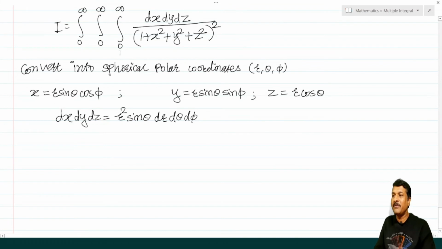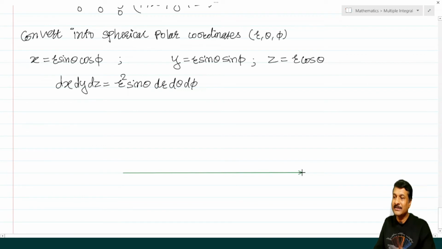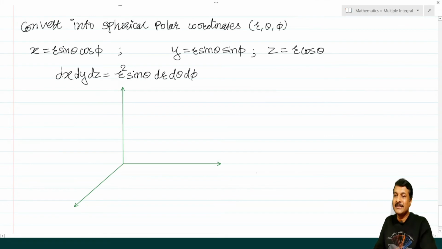So here x varies from 0 to infinity, y varies from 0 to infinity, and z also varies from 0 to infinity. So what type of region is this? You consider here the x axis, y axis and z axis. Here x axis, here y axis and here z axis. Z from 0 to infinity, y also from 0 to infinity, and x also from 0 to infinity. It means the whole first octant is our region of integration.